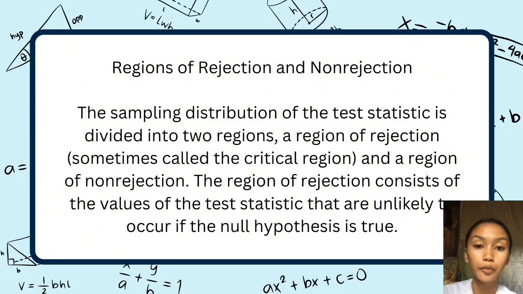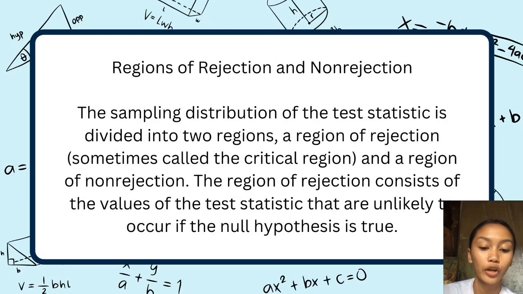The sampling distribution of the test statistic is divided into two regions: a region of rejection, sometimes called the critical region, and the region of non-rejection. If the test statistic falls into the region of non-rejection, you do not reject the null hypothesis. If it falls in the region of rejection, then we reject our null hypothesis and proceed with our alternative hypothesis.